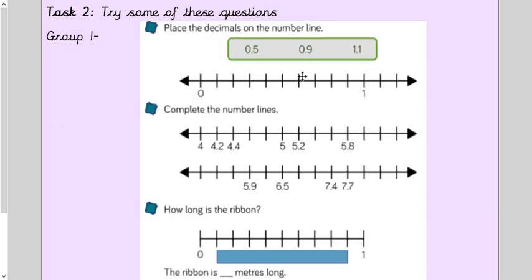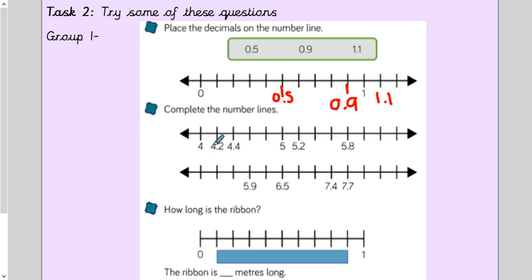For this first set of questions for group 1, it says place the decimals on the number line. So we have 0 and we have 1. 0.5 is going to be halfway through, so it would be 1, 2, 3, 4, 5. So this is where 0.5 is. 0.9 will be here, just before 1, and 1.1 will be just after 1.